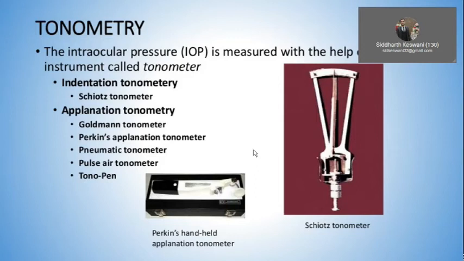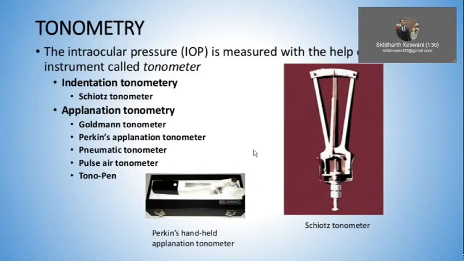These are instruments which have accuracy, and we can rely on them. Indentation we really can't rely on, because when we use Schiotz's, the patient sometimes squeezes the eyes, and then we get a different kind of reading. So we really can't rely on that. Nowadays the best choice is applanation tonometry.